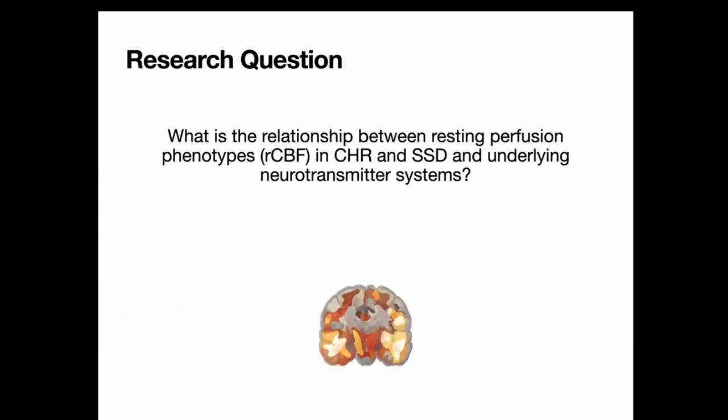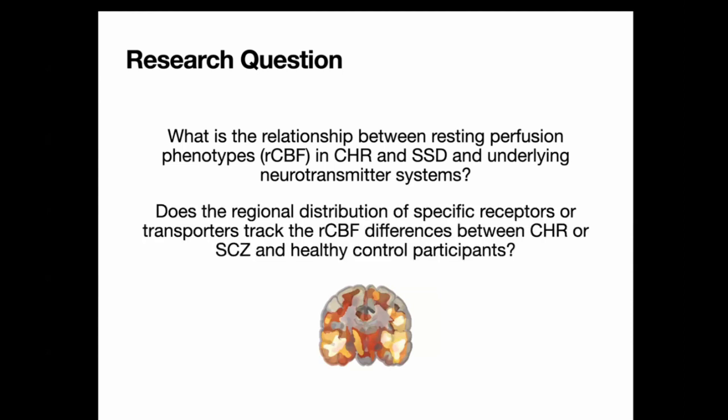And so, in other words, what is the relationship between resting perfusion? So arterial spin labeling is what we often use to measure this. These resting metabolic abnormalities and underlying neurotransmitter systems. Or in other words, can we relate these things together? Can we spatially correlate these two things? And does the regional distribution of different receptor systems track the regional distribution of the metabolic abnormalities?